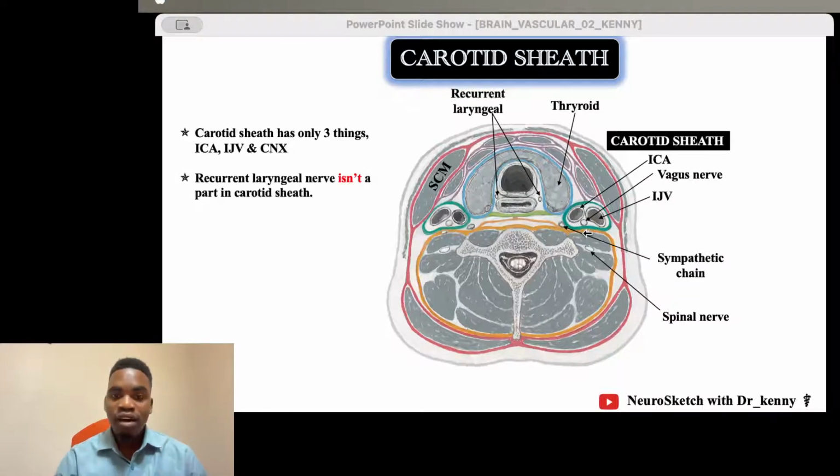I know most people get confused and think this would be the recurrent laryngeal nerve, but that's always wrong, because the recurrent laryngeal nerves are somewhere here, just adjacent on the lateral side on either side of the esophagus, and they are not encircled in the carotid sheath. So the carotid sheath only contains the vagus nerve and two vessels, which are the internal carotid and the internal jugular vein.